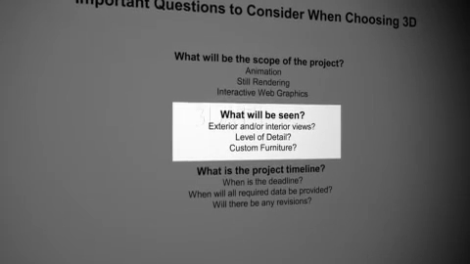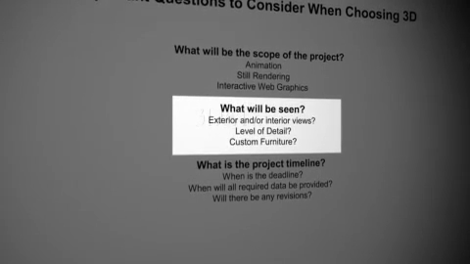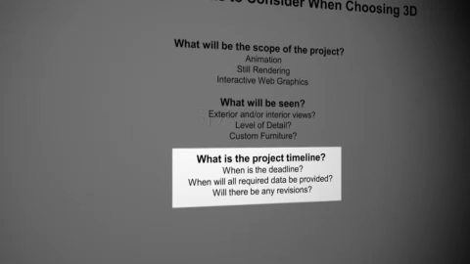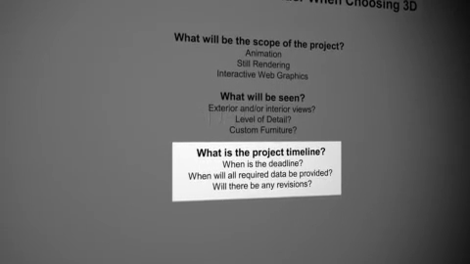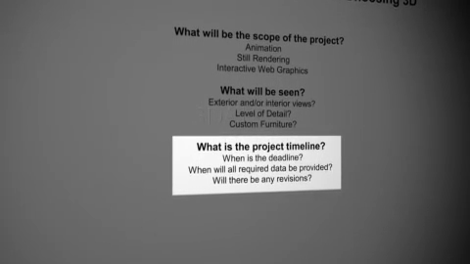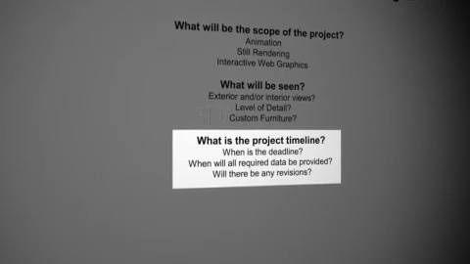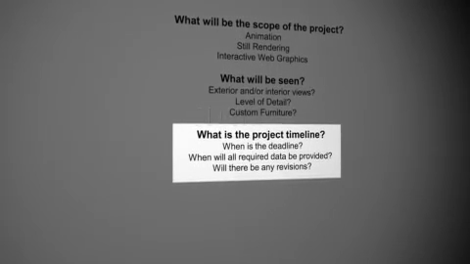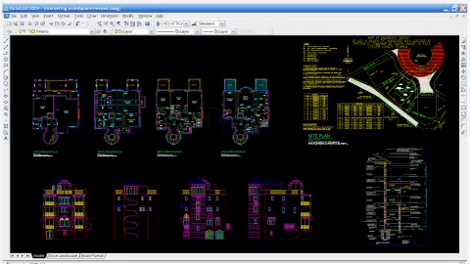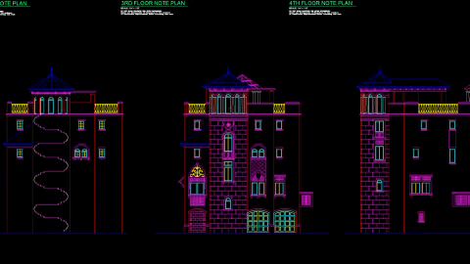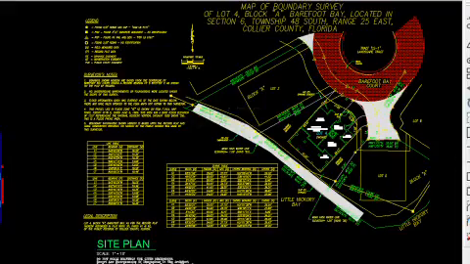What is the level of detail needed? Will custom furniture be required? What is the project's timeline, and when is the drop-dead date for completion? When will all required data be provided, and will there be any revisions? To begin a 3D project, the only other data typically required are floor plans, elevations, a site plan, and, as necessary, building sections.